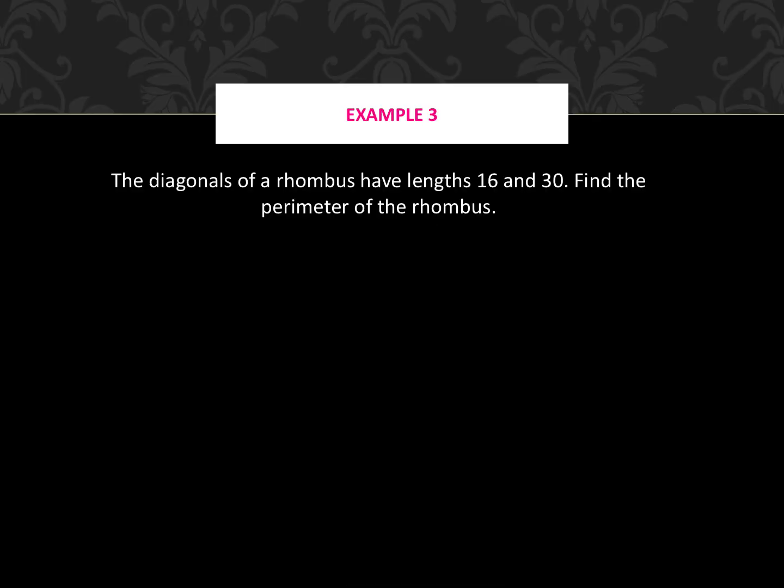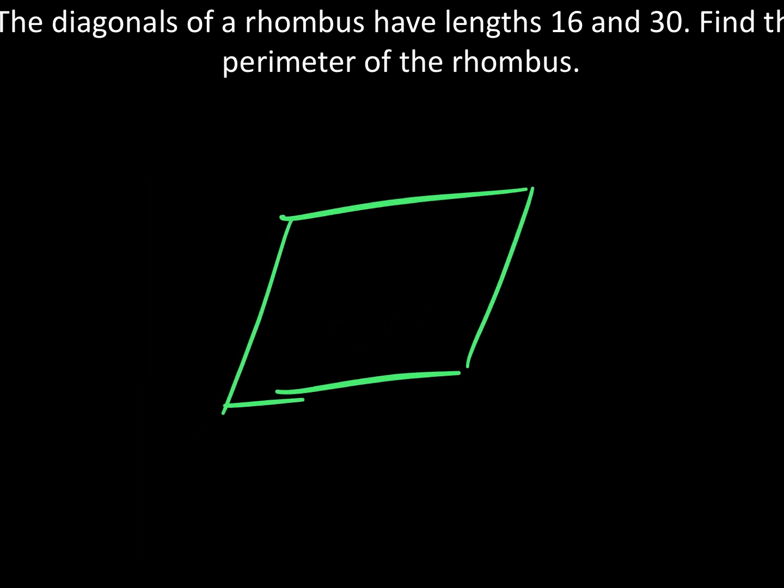So the diagonals of a rhombus have lengths 16 and 30. Find the perimeter of the rhombus. All right, so what is a rhombus? It can be a square, but not all the time. It's a parallelogram, okay? So we know it has parallel sides, okay? What else do we know about a rhombus? It has 2 diagonals.